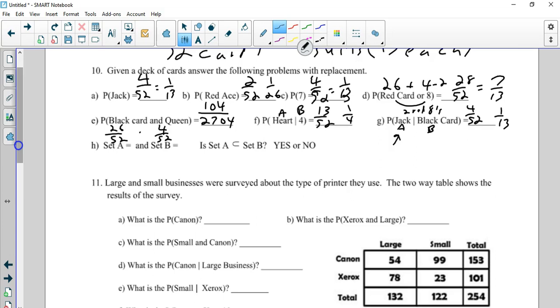Okay, for some reason this got cut off. Set A is the 4 of hearts and the 5 of diamonds, and set B is red cards. I don't know why that got cut off, I apologize. Is set A a subset of B? In other words, is the 4 of hearts and the 5 of diamonds in the category of red cards? Yes, it is.